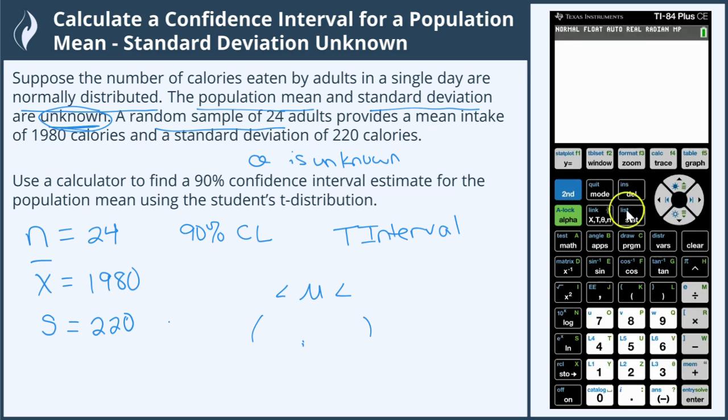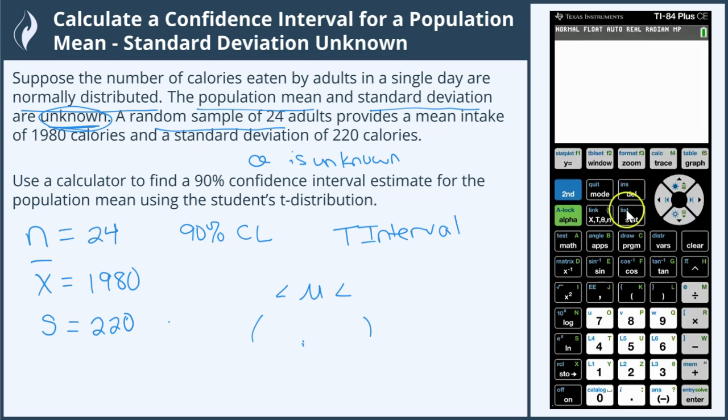So let's read it one more time. Suppose the number of calories that are eaten by adults in a single day are normally distributed. The population mean and standard deviation are unknown. Sigma is unknown. And we're going to find an interval for the population mean. A random sample of 24 adults provides a mean intake, the mean from the sample, X bar, of 1,980 calories, and a standard deviation from the sample, S, of 220. Use a calculator to find the 90% confidence interval estimate, that's our confidence level, for the population mean.